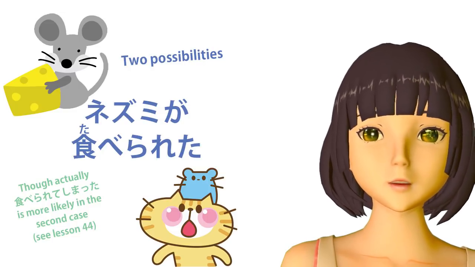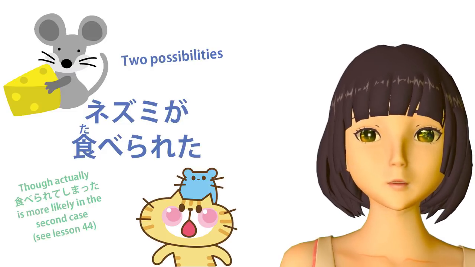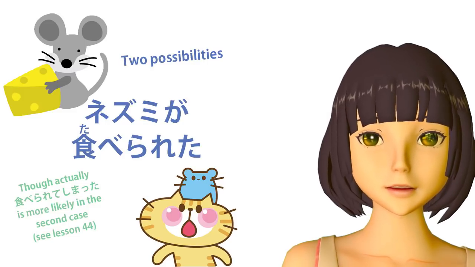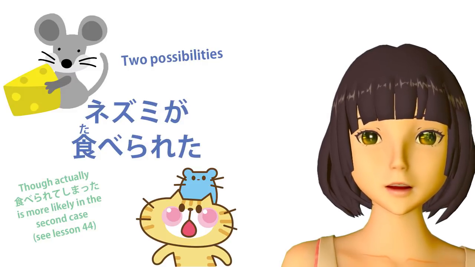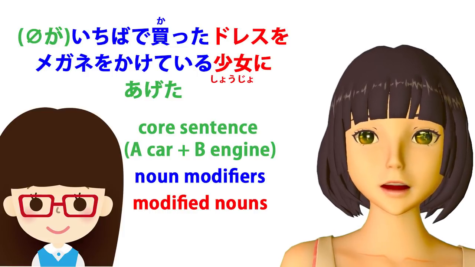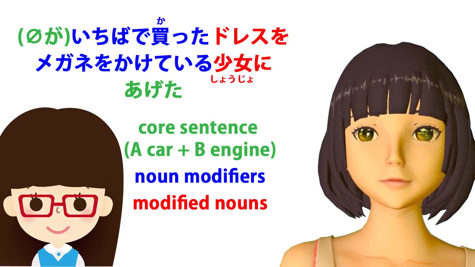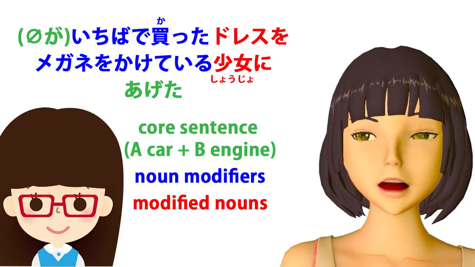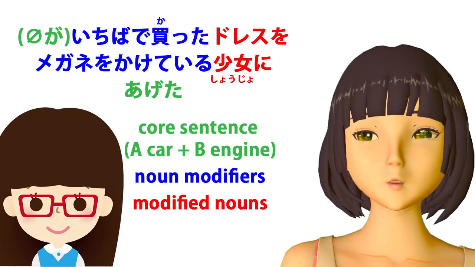Most of the time people communicate what they want to communicate without any difficulty, using both the structure of the language and external probabilities, and also a knowledge of how the language works. To give an example of that, in our last lesson, we examined the sentence, Ichiba de katta doresu o megane o kakete iru shoujo ni ageta. I gave the dress I bought at the market to a girl wearing glasses.